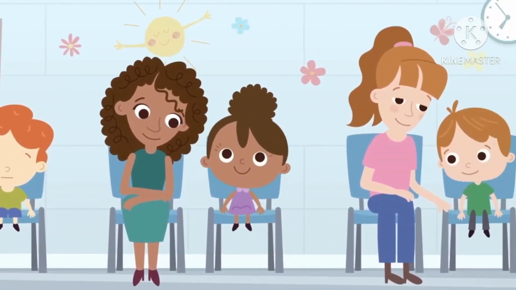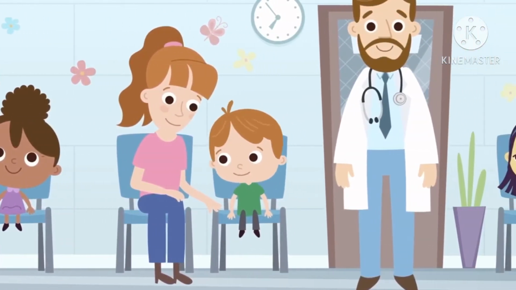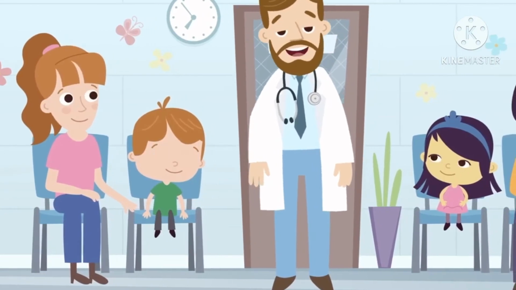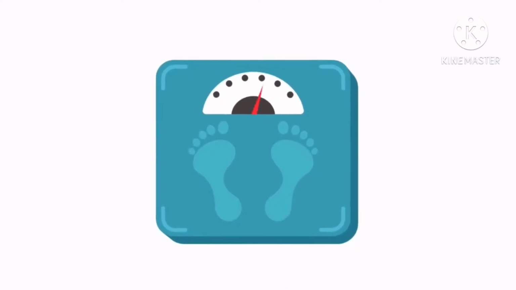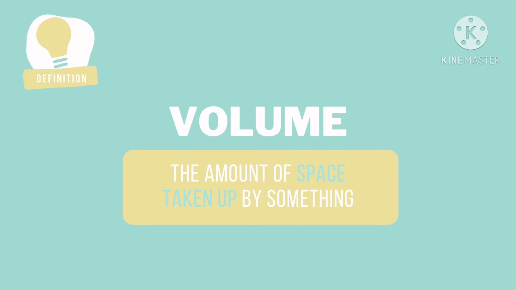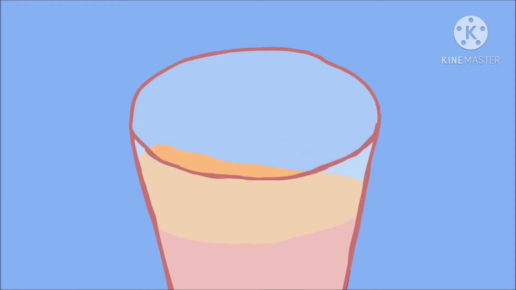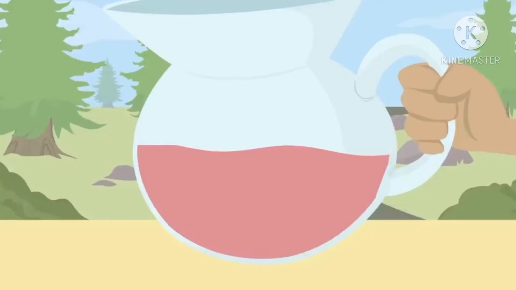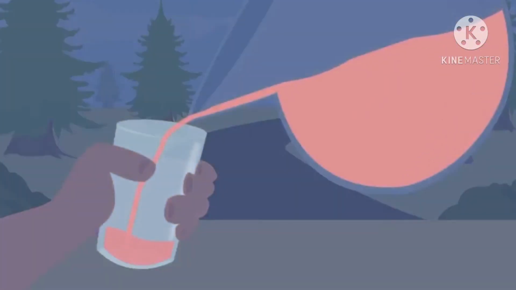Like if you have ever been to a doctor's office, the first thing they do is have you stand on the scale so they can measure how much you weigh. But what do I mean by taking up space or volume? Volume is the amount of space taken up by something. For example, when you pour water into a glass, the water's volume is the amount of space that it takes up in the glass.